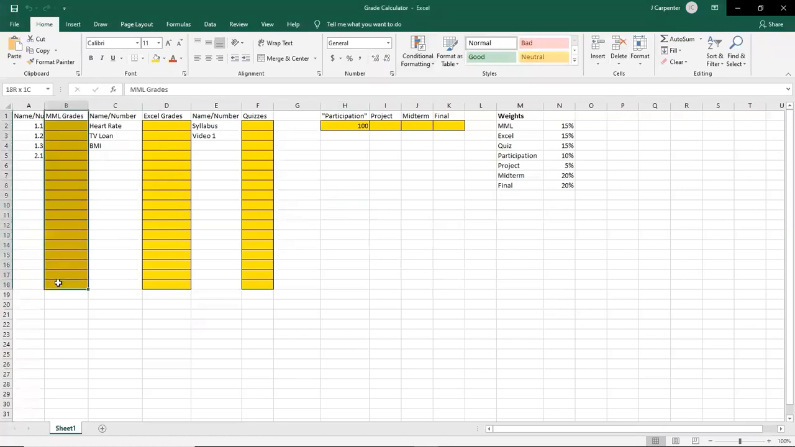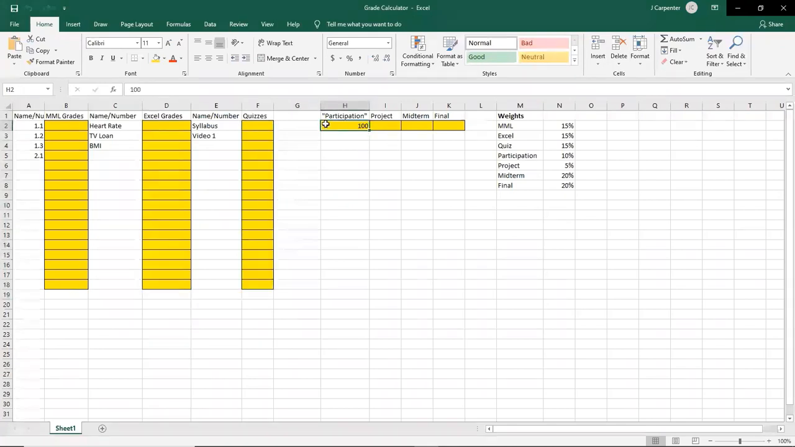So I've got a column for all my different My Math Lab homeworks, and this is not a big enough column because we're going to go through chapters 9 and 10. Maybe not 10, but you'll need to have the spaces there. You'll have a column for your Excel grades. This is more than we need, but that's okay. A column for your quizzes, also more than you'll need.